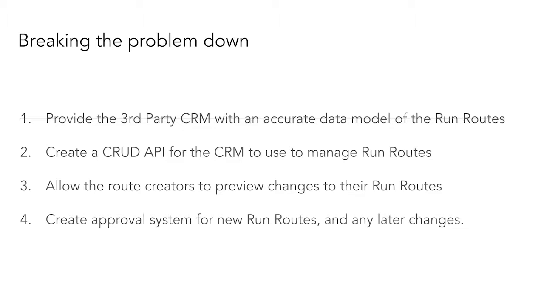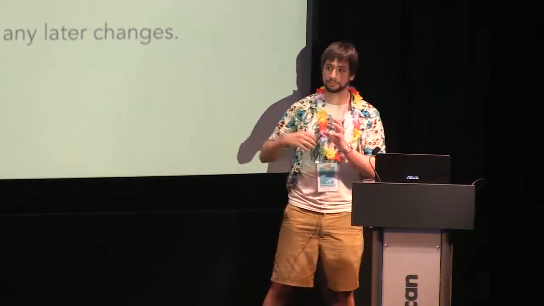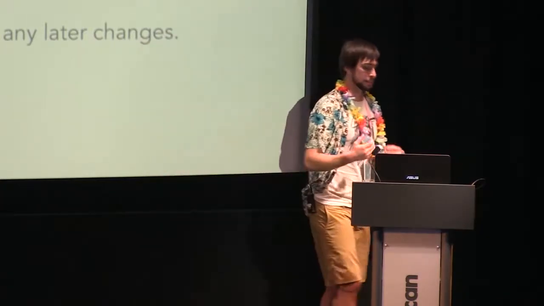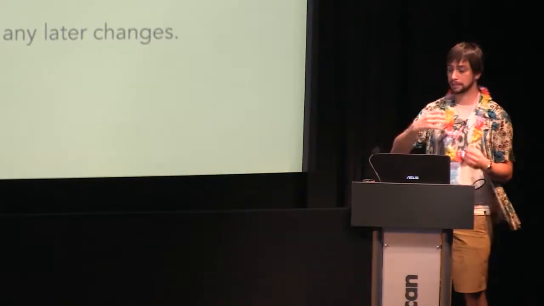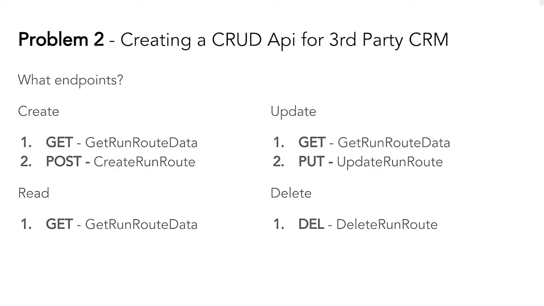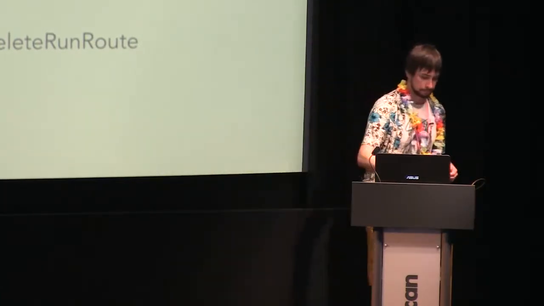So that's our first problem solved. We've now given them an accurate representation of our doc type, and they can call that whenever they want. They can cache it, so they always have the right values for their form. Now we need to figure out what happens when we get that data back. So we're going to create this CRUD API. We've already done the first part of this. We've created our gets. They can get the data from both a new route and an existing route.